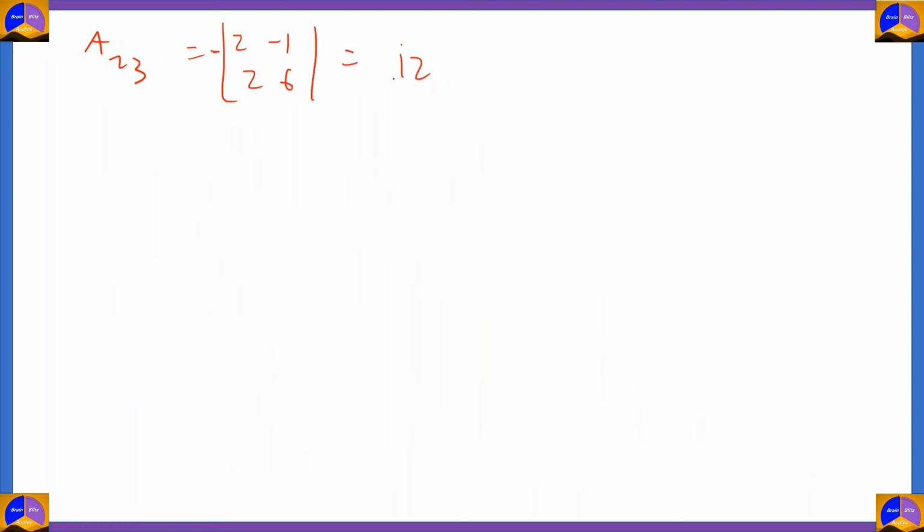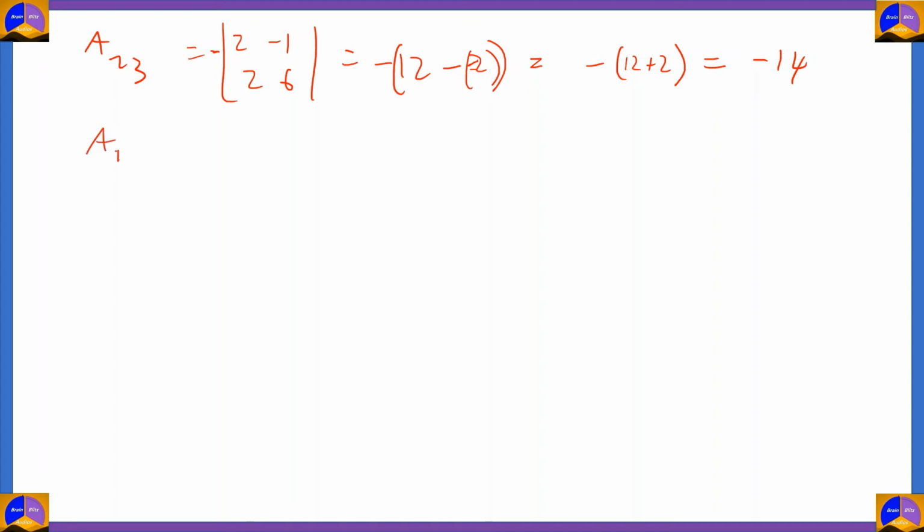It's actually negative, so minus of 12 minus 2, which is equal to 12 minus minus 2. So it'll be minus of 14. Let's write that down as 12 plus 2. So minus of 12 plus 2, that's minus 14.